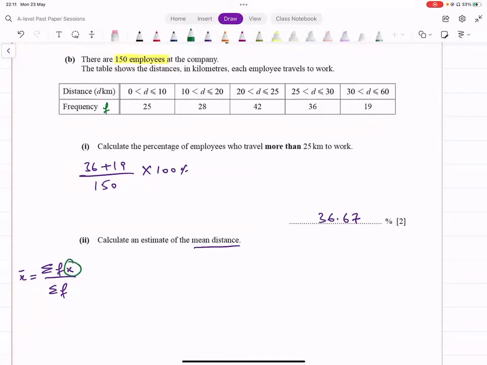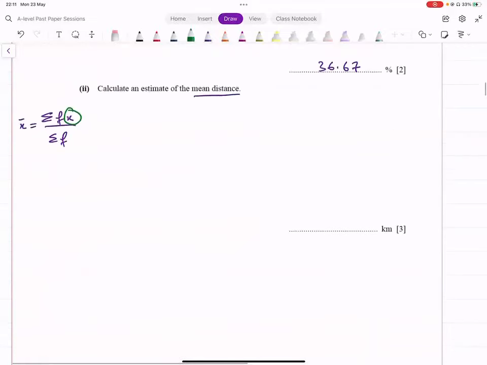What about X? Okay, sorry about that. Let me just get back to that.